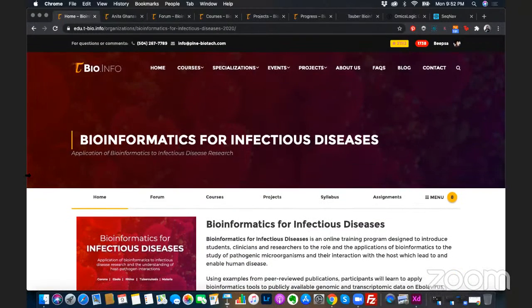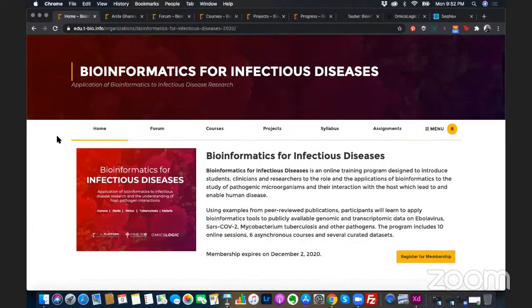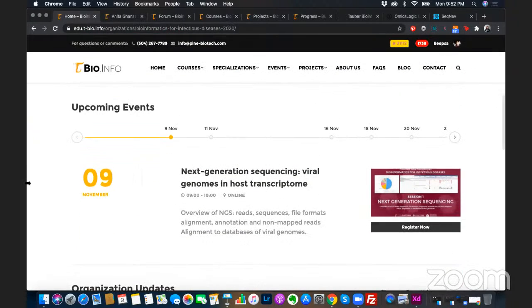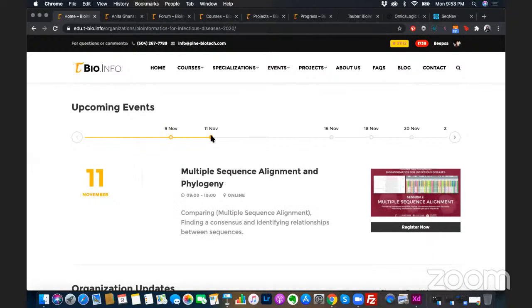So this is what we call our bioinformatics organization page for all of our programs. For the Bioinformatics for Infectious Disease program, this is your organization page. Here we will have the list of all the events. Today we are on 9th November, and we have covered the topic of next generation sequencing, viral genomes in host transcriptome, and we have answered questions. We still have a lot of questions in chat, which we will be answering in a few more minutes. The next session will be on multiple sequence alignment and phylogeny.